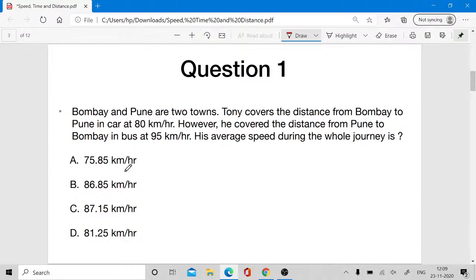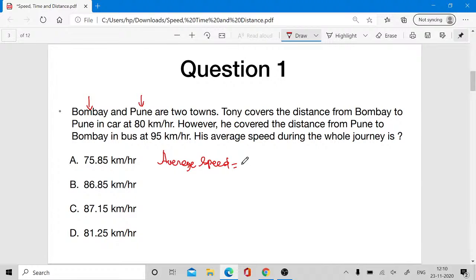So basically you have to find out the average speed. I will be bringing conceptual questions, so that you can get the different formulas you can use. Not just one question, there will be different types of 7 questions here. Here there are two towns, Bombay and Pune, and what they have asked you to find out is nothing but the average speed.